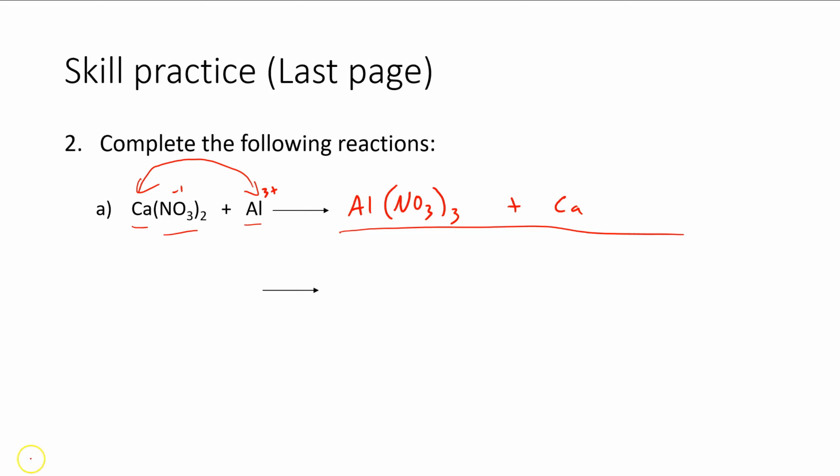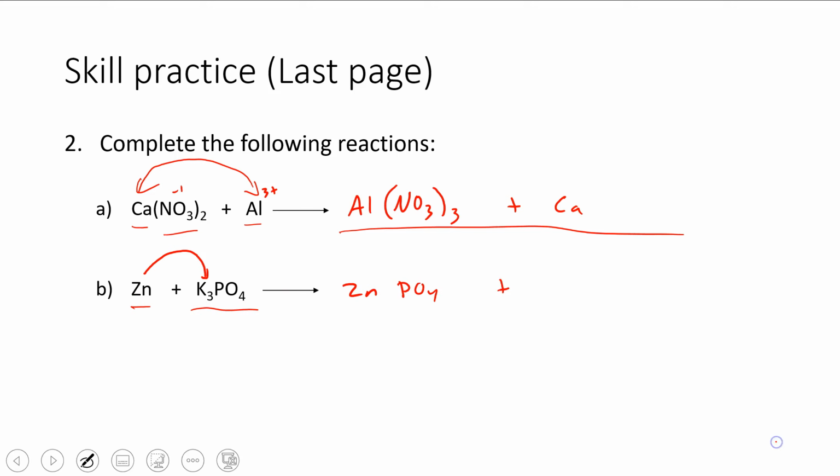Okay? And the next one, okay, we have zinc metal and potassium phosphate. So again, we have a metal. We are likely to replace that other metal. Okay, so we're going to combine zinc phosphate and bring potassium metal off by itself. Now remember, the metals are by themselves. They don't get a subscript.